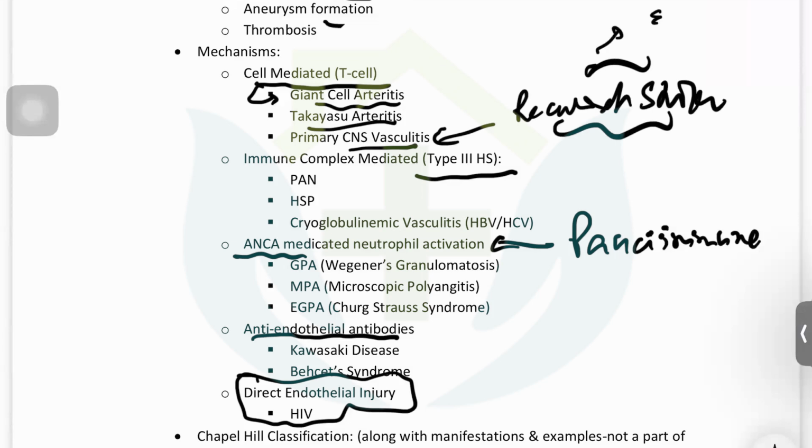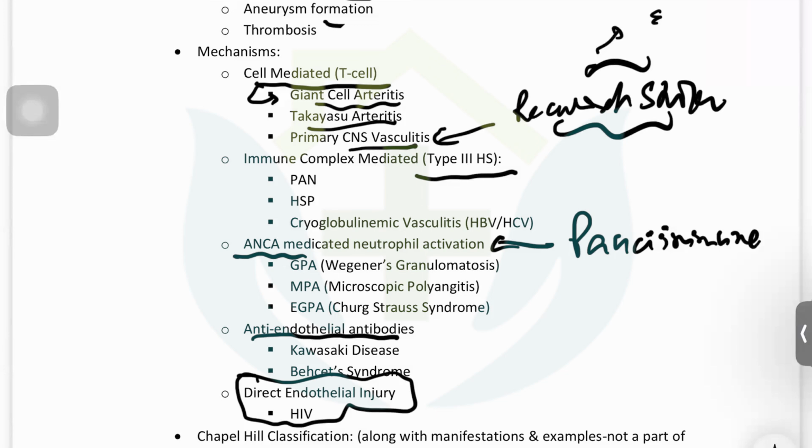They keep on adding drugs, and the strokes keep on happening because the problem is not with the thrombi formation. The problem is with the inflammation of the walls. Unless you treat the inflammation, you will never be able to prevent the thrombosis from happening.